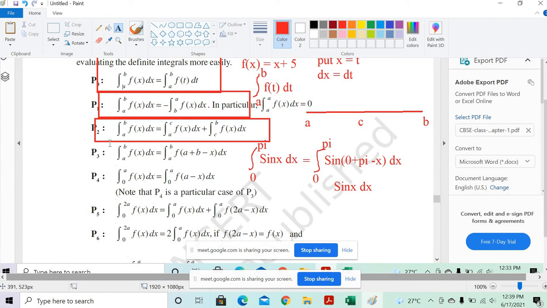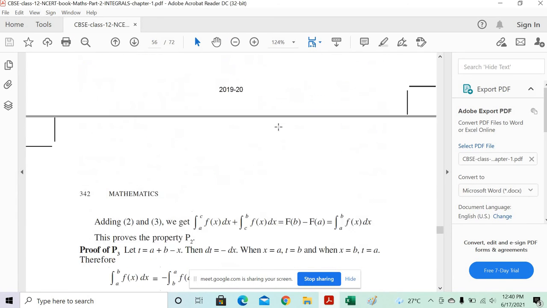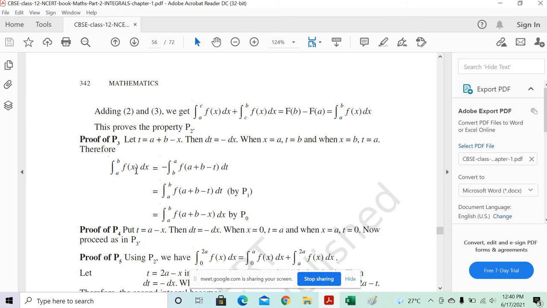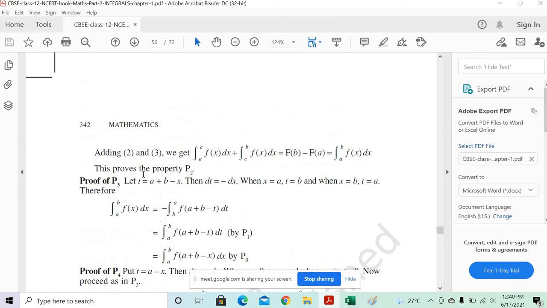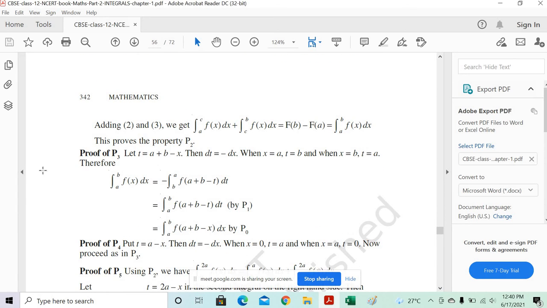So this is the second property. This is the third property. Sometimes it becomes very useful for your application. When you are given a limit, the integral of f of x dx, both limits being the same, can be written as f of a plus b minus x. That can also be done. I think they have given the proof here, so let's go to the proof part. P3 proof, yeah, they've given the proof. No problem, we can directly apply that proof.